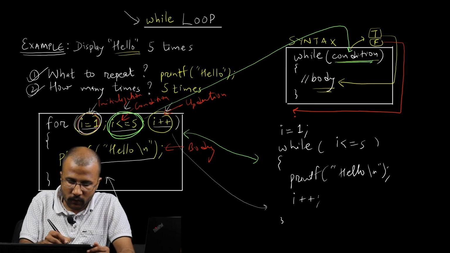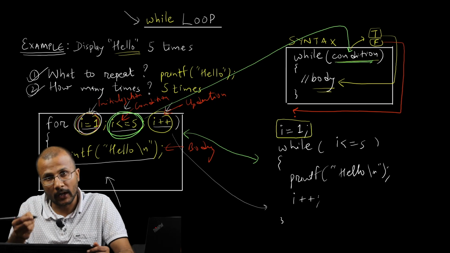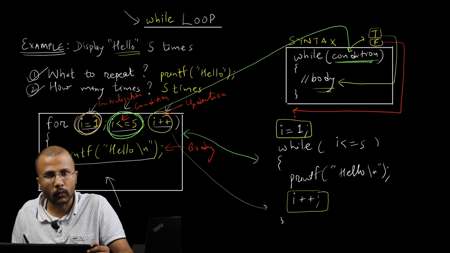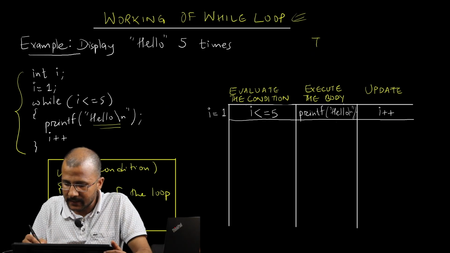Okay, now if you just look at this initialization I put at the beginning, before the while loop starts, and I'll put the updation inside the while loop. If you do it this way, then it will work the same way as the for loop. Okay, now let's try to trace this program.